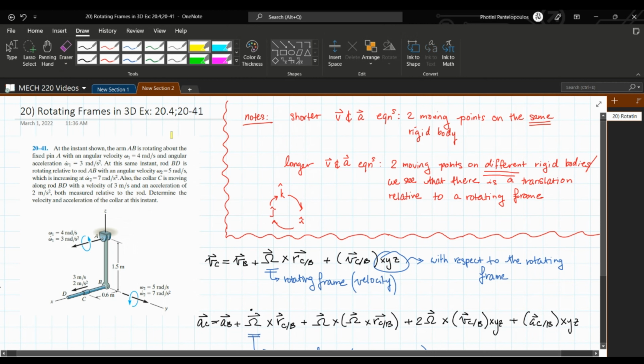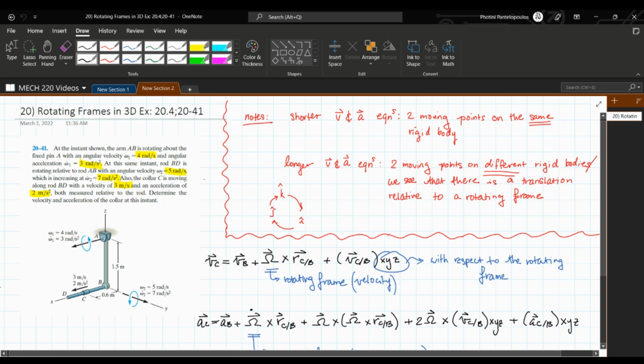At the instant shown, the arm AB is rotating about the fixed pin A with an angular velocity of 4 rad per second and an angular acceleration of 3 rad per second squared. At the same instant, rod BD is rotating relative to rod AB with an angular velocity of 5 rad per second, which is increasing at 7 rad per second squared. Also, the collar C is moving along rod BD with a velocity of 3 meters per second and an acceleration of 2 meters per second squared, both measured relative to the rod. Determine the velocity and acceleration of the collar at this instant.